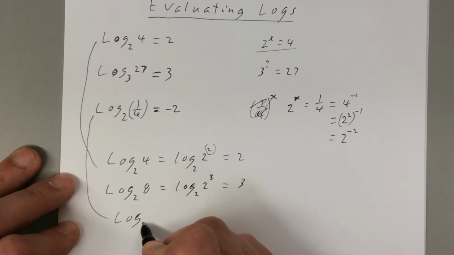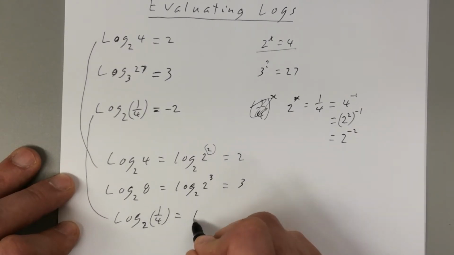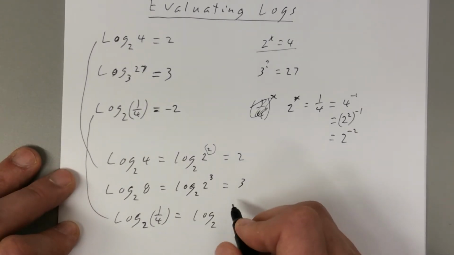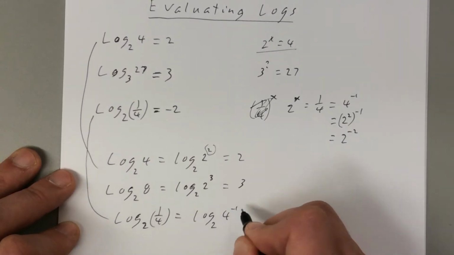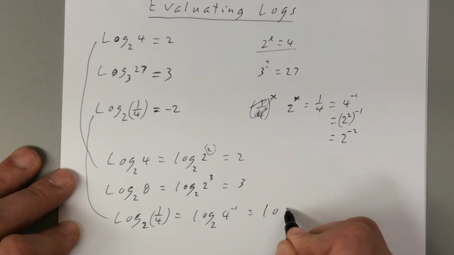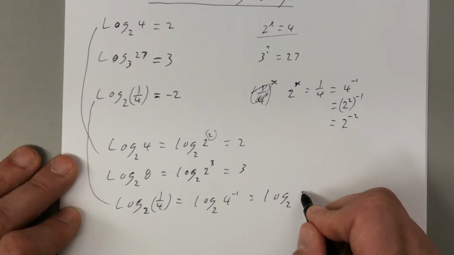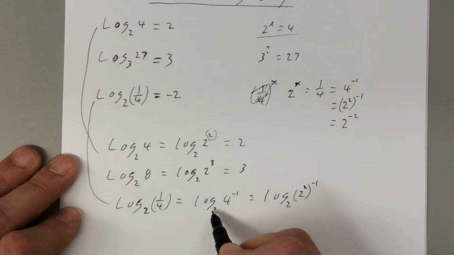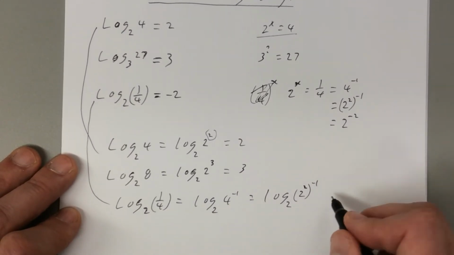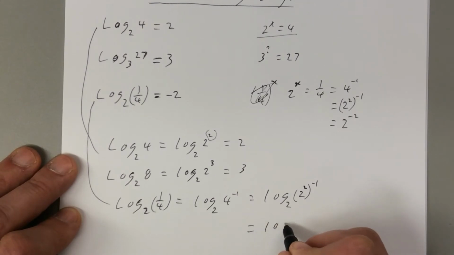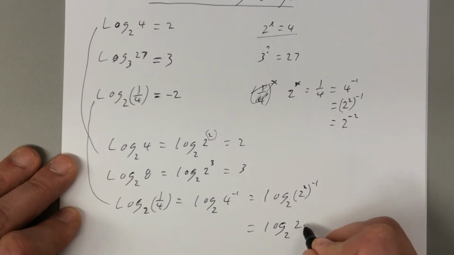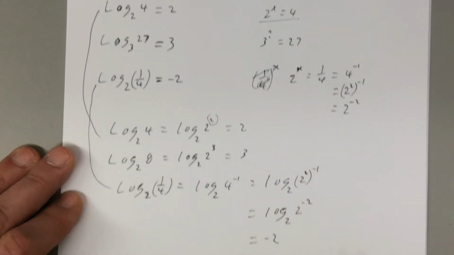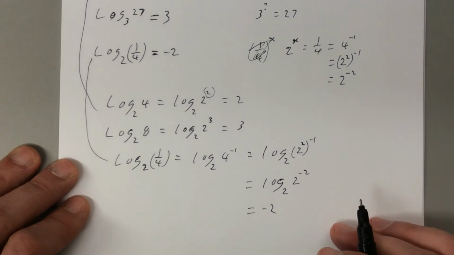If I want to write this one nicer, log base 2 of 1/4 equals log base 2 of 4 to the negative 1, which equals log base 2 of 2 to the 2, to the negative 1. So we try to get them so that they're the same bases so they can cancel out. That equals log base 2 of 2 to the negative 2. And these cancel out, and it just gives you negative 2. So that's one way of looking at that.